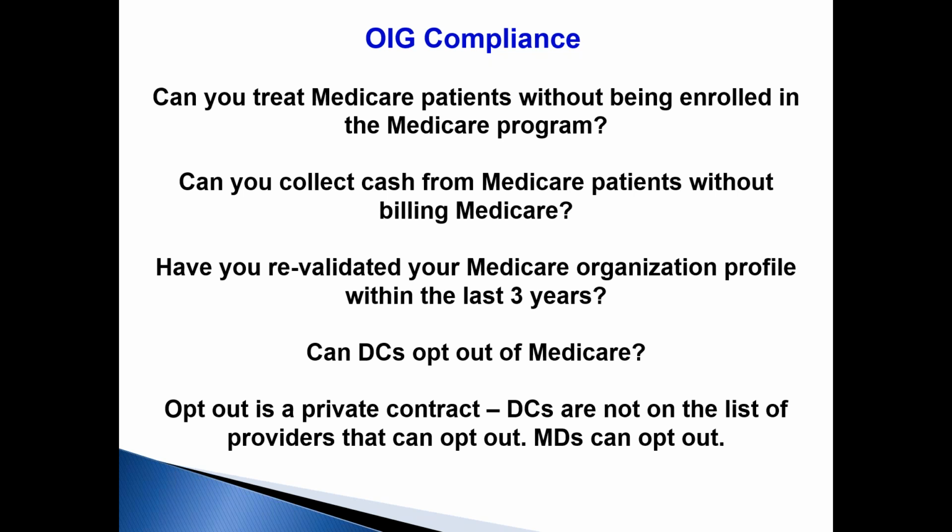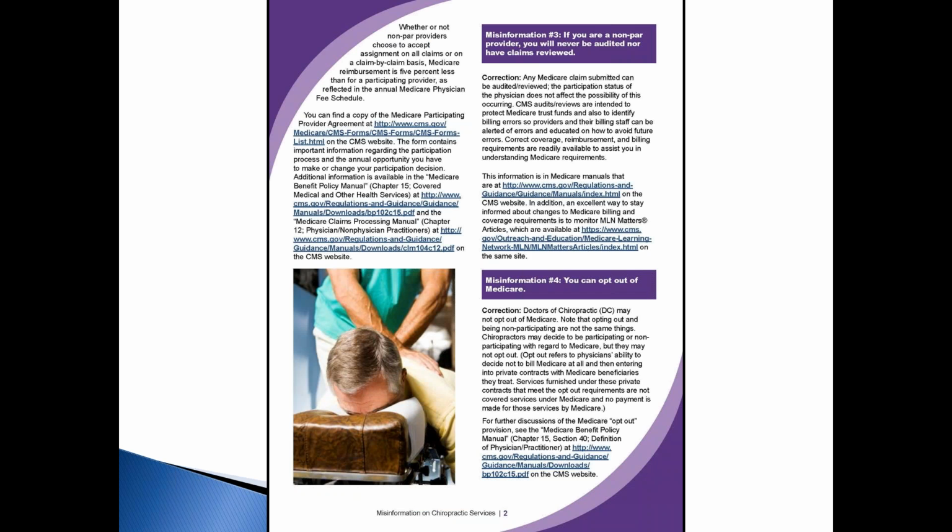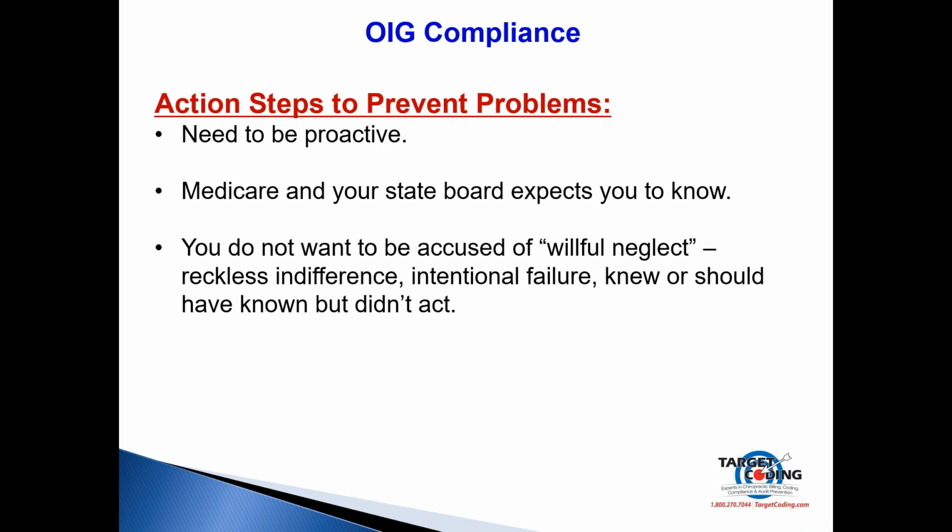Can DCs opt out of Medicare? The answer is no. Medical doctors can, chiropractors cannot, physical therapists cannot. Opting out is a private contract that you create with the patient. And there's a list of providers that Medicare gives that can opt out. Chiropractors are not on the list of providers that can opt out. Now, this is always a hot topic when I do this in a live seminar setting. So I've provided you with the proof here. If you look in the bottom right corner, this is right from Medicare. It says, can chiropractors opt out of Medicare? It says chiropractors may not opt out of Medicare, noting that opting out and being non-par are not the same things.